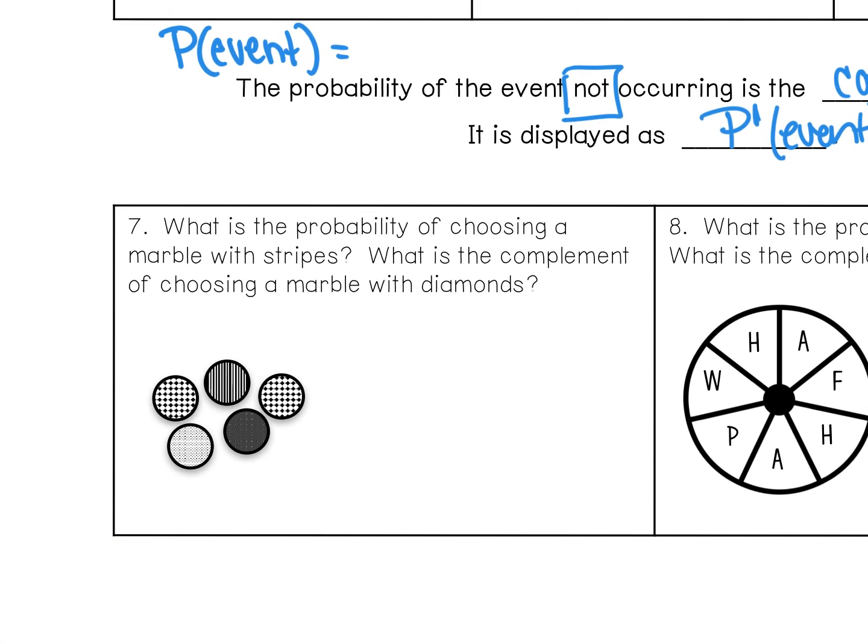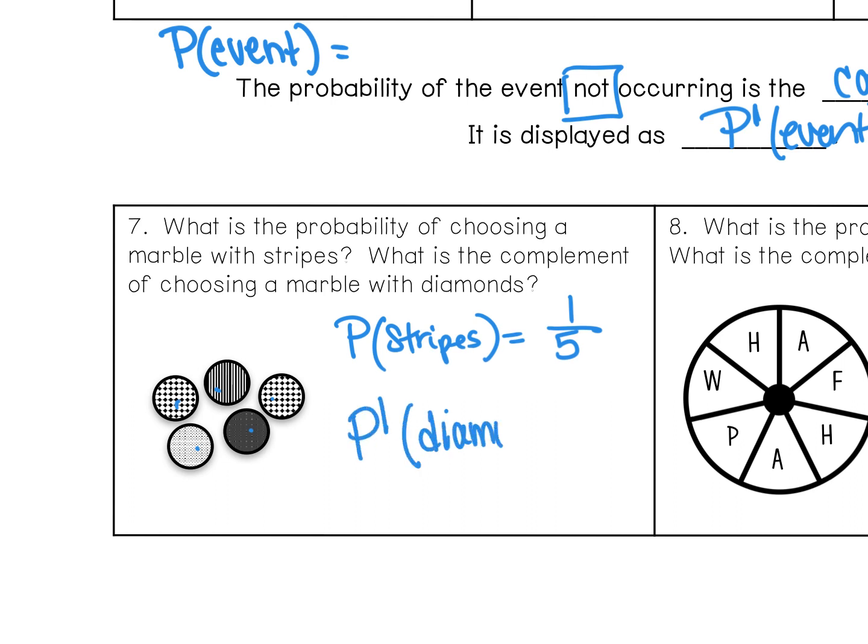So here we have 5 marbles, 1 striped, 2 with diamonds, and then 1 solid and 1 kind of dotted. What's the probability of choosing a marble with stripes? Well, there's a total of 1, 2, 3, 4, 5 marbles. So in 5 marbles, there's 1 that's striped. The probability of pulling stripes is 1/5. Pretty unlikely.